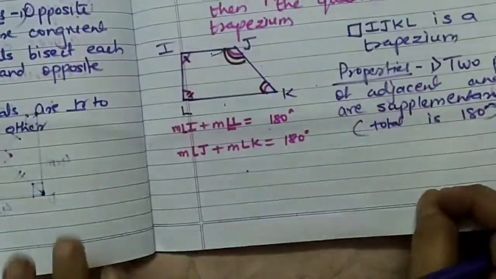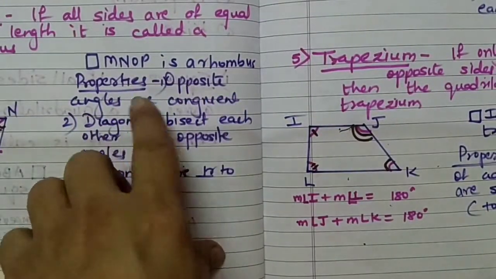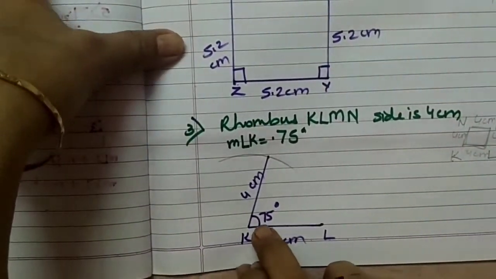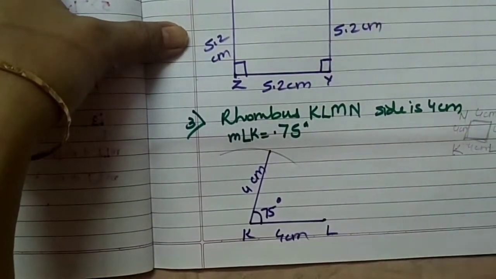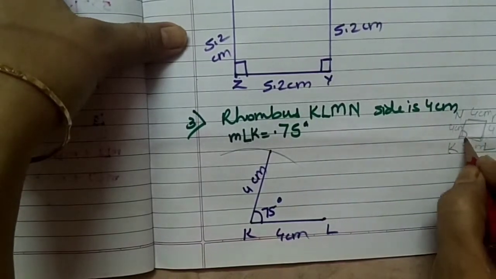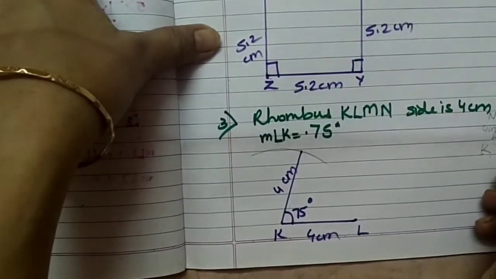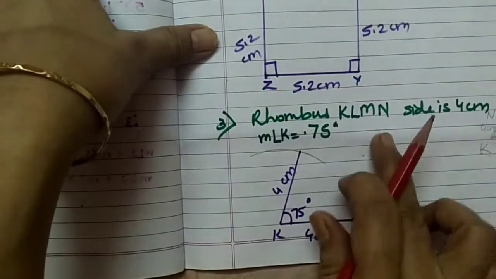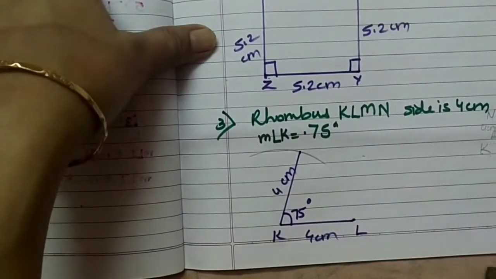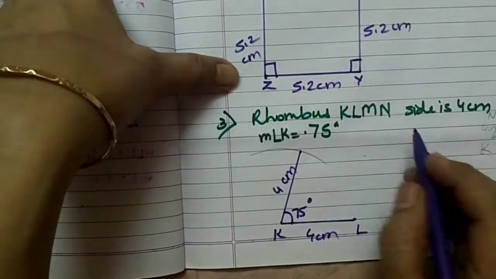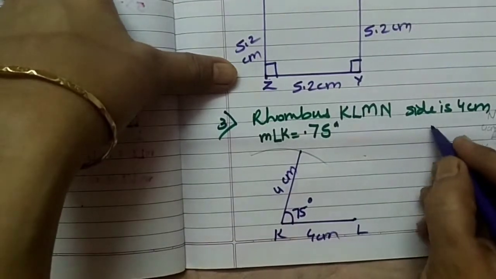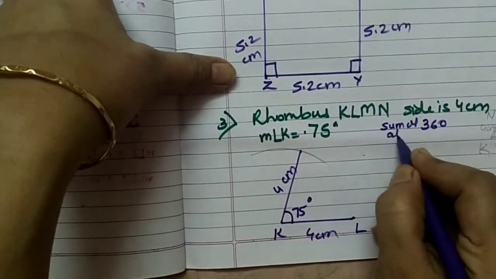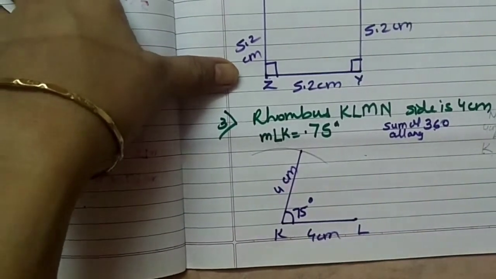See, opposite angles are congruent. That is the property of a rhombus. So if this angle K is 75, the opposite angle M is also 75. But how will I draw angle M? I should draw some segment over here. But one more property of all quadrilaterals is that the sum of all angles of a quadrilateral is 360.